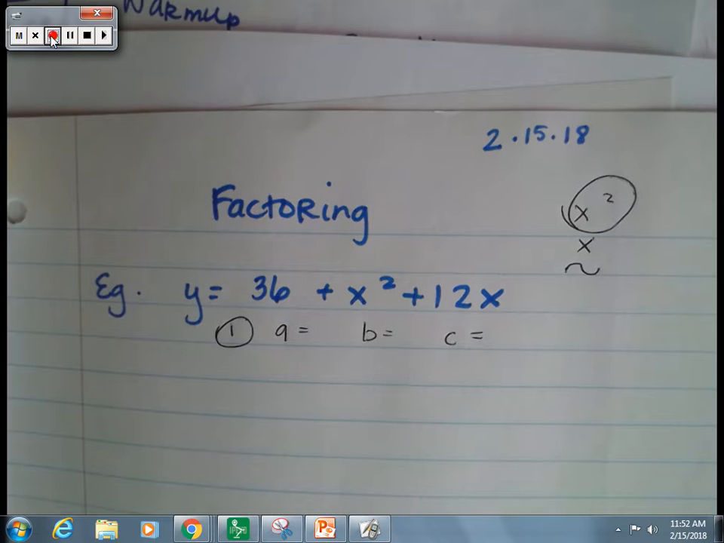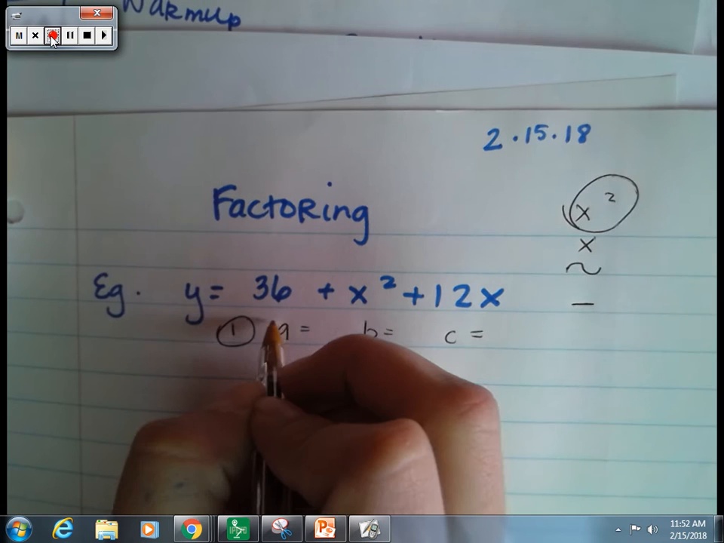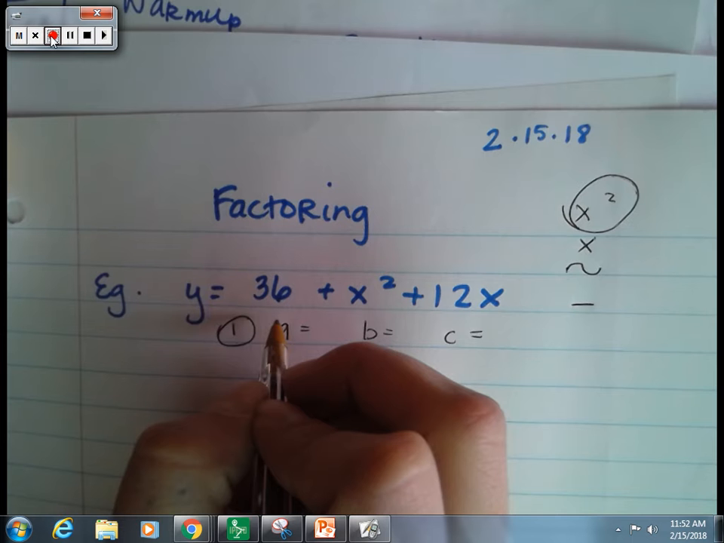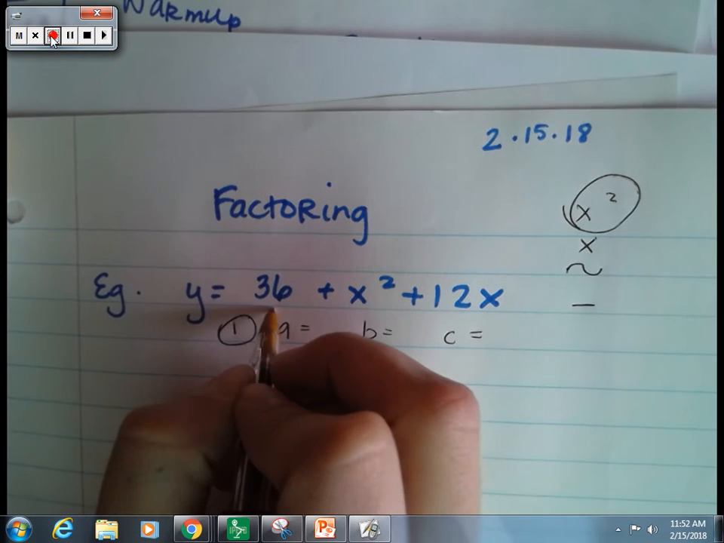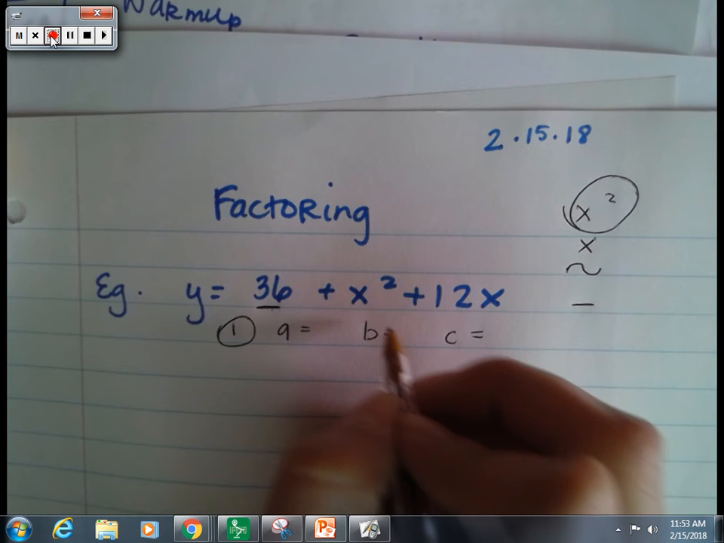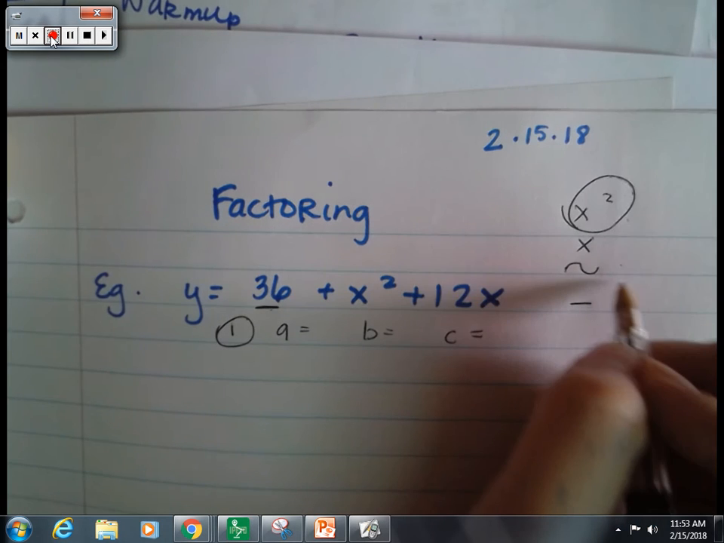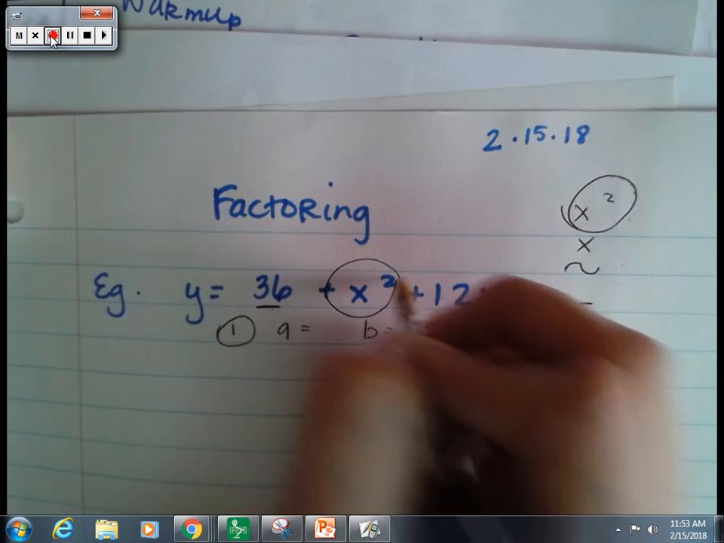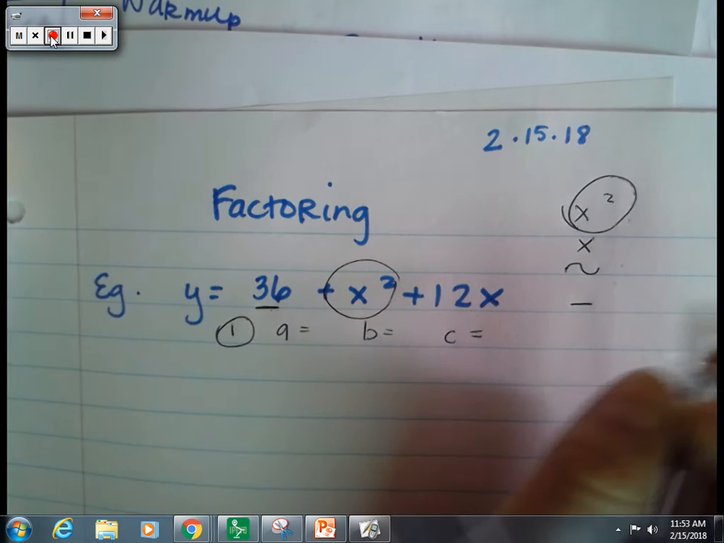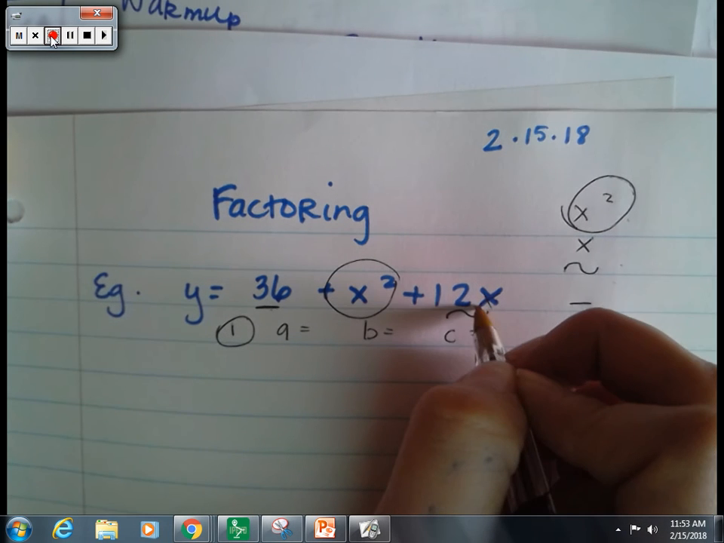Alright, so when it doesn't have x, you're going to underline it. Okay, 36. I'm going to call on someone in my class to tell me what I circle or underline. Nicole, what do I do with 36? Underline, because it doesn't have an x. X squared. Diego, do I circle x squared? Circle that. 12x. Miguel. Squiggly because it has the x.